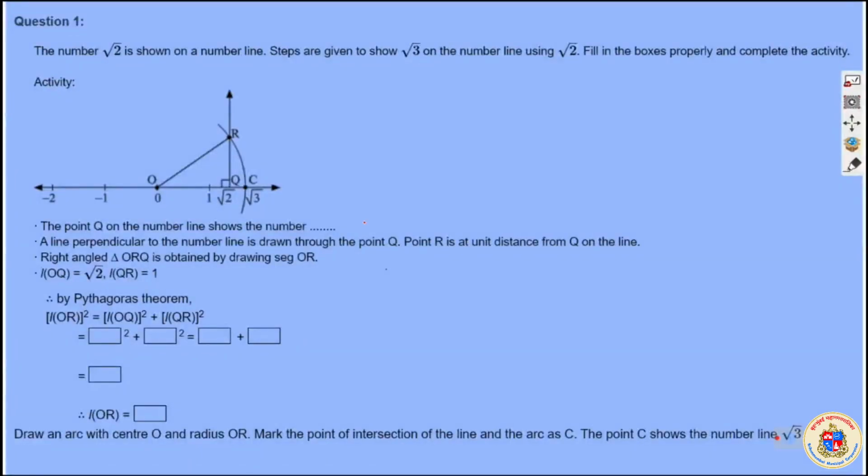Here is another kind of sum. Again representing a number on the number line, but the number happens to be root 2. Root 2 to be represented on the number line, root 3 to be represented thereafter. Understood? How to represent root 2 on a number line? We are making use of the principle of Pythagoras in order to solve such a situation.